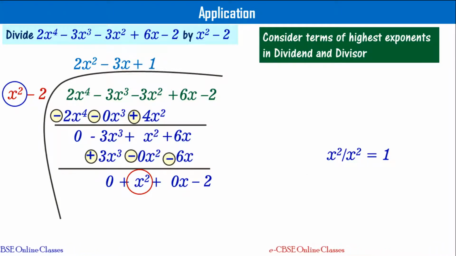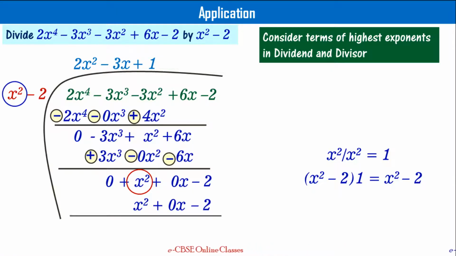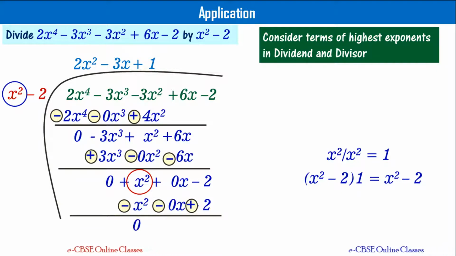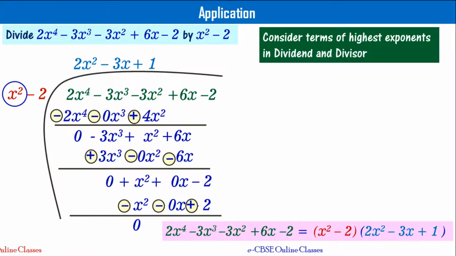And now let's subtract x square minus 2 from the previous expression. The remainder or the answer is going to be 0. Now we can write 2x power 4 minus 3x cube minus 3x square plus 6x minus 2 as x square minus 2 times 2x square minus 3x plus 1. Let's take a note of that.